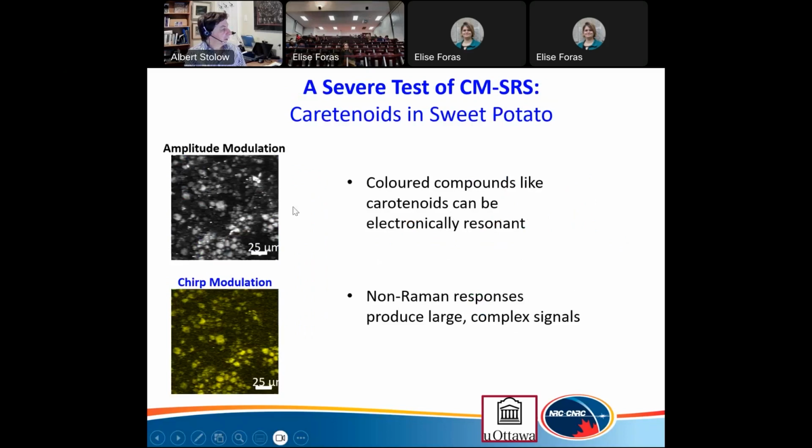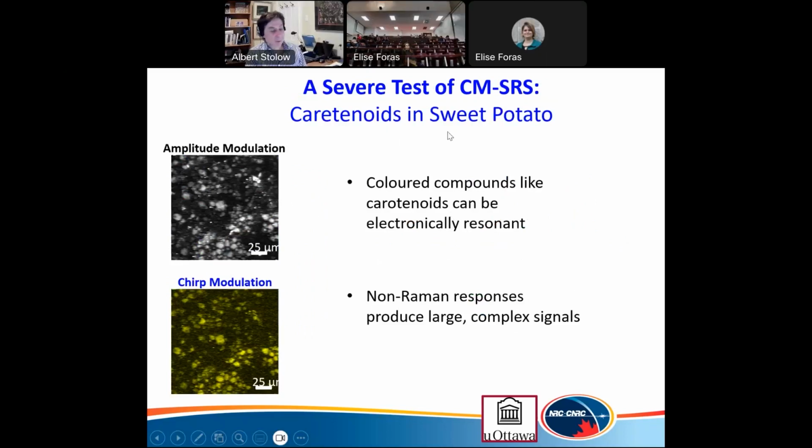Let's do something even more challenging. We're going to take a sample from what in English is called a sweet potato, this orange colored potato. It contains compounds called carotenoids, and these are very, very strongly absorbing. This has been shown to be almost impossible to study by Raman spectroscopy and microscopy.